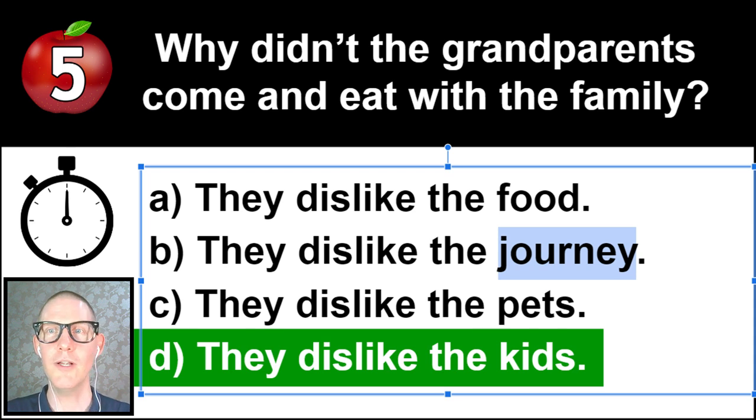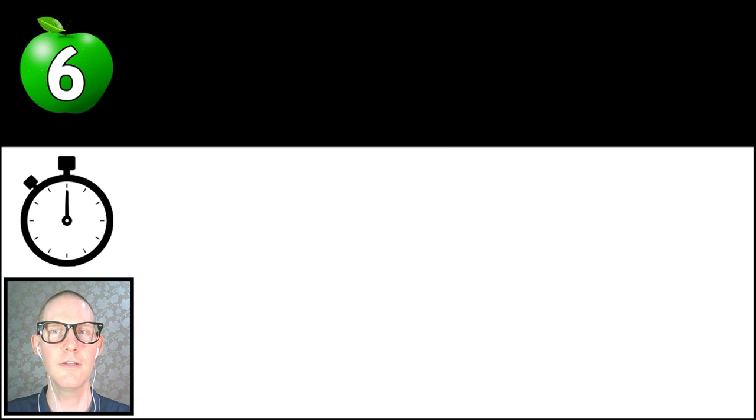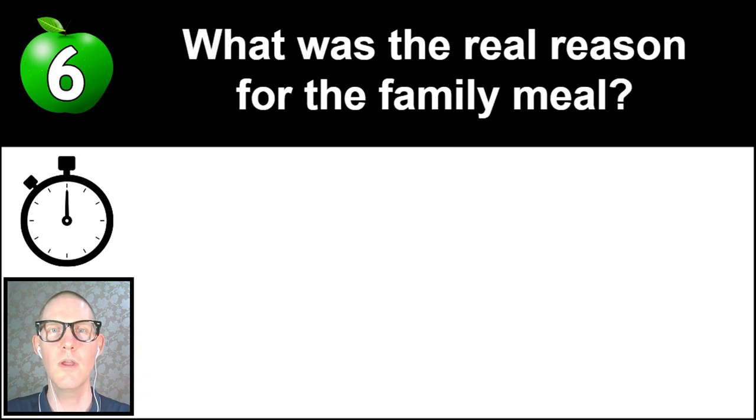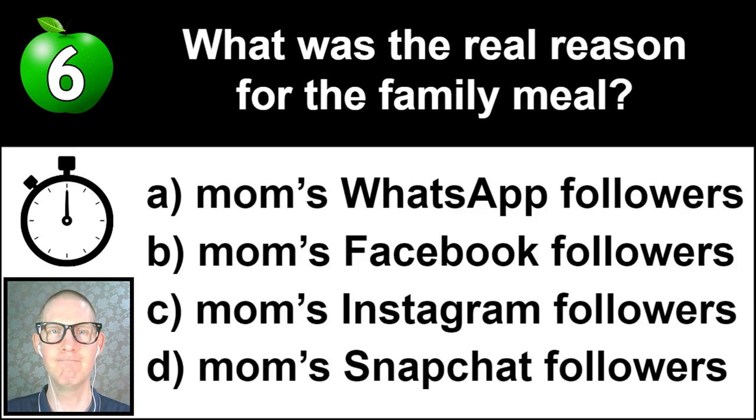Okay. Question number 6. Here we go. What? Woo, this is a good one. What was the real reason for the family meal? A, Mom's WhatsApp followers. B, Mom's Facebook followers. C, Mom's Instagram followers. Or D, Mom's Snapchat followers. What was the real reason for the family meal?